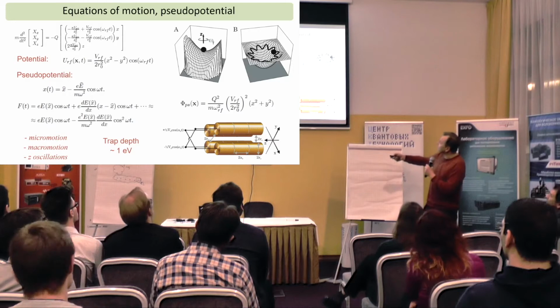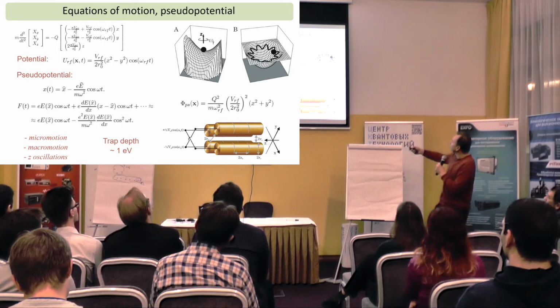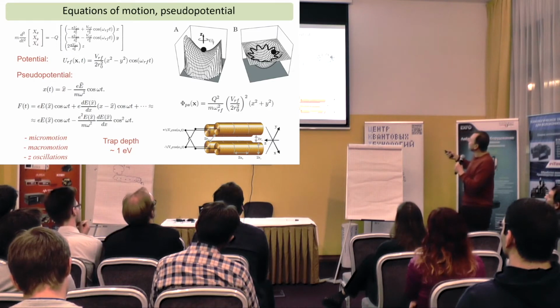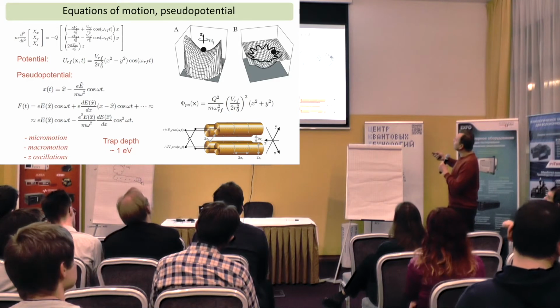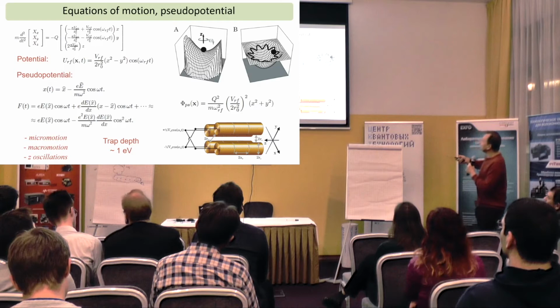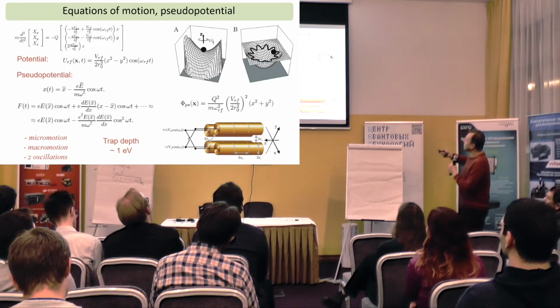And then after some relatively trivial calculations, you end up with a so-called pseudo-potential. So it's a potential well, also a parabolic potential well, whose depth depends on the radio frequency voltage on the electrodes. It depends on the distance between electrodes, so that should be also one of the reasons to make them closer, and the mass of the ion and some other parameters.